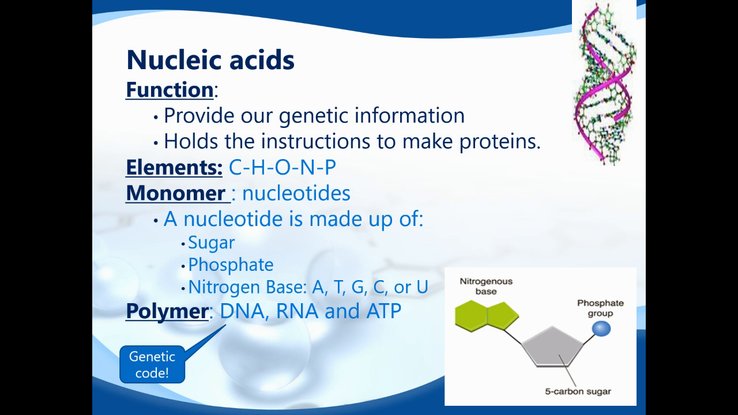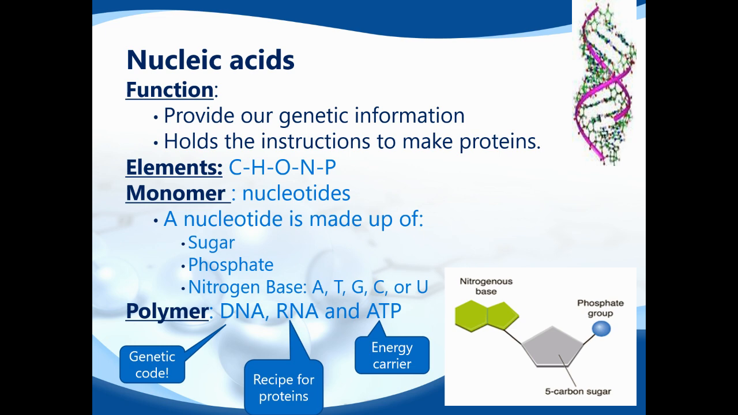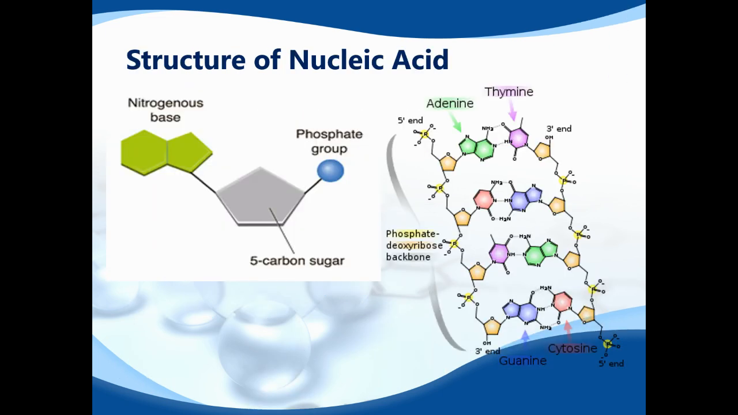DNA is the genetic code in living organisms, RNA is the recipe for proteins, and ATP is the energy carrier in cells. This is the structure of nucleic acid. As you can see, here is a nitrogenous base, a sugar, and a phosphate group, and here you can see how the different molecules are connected together in a complex molecule.